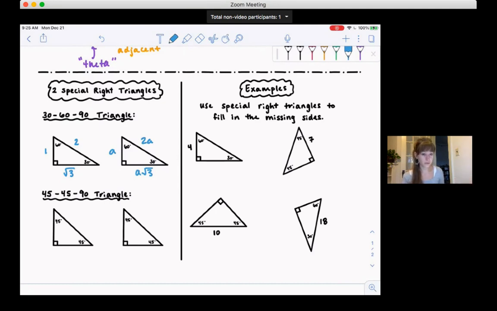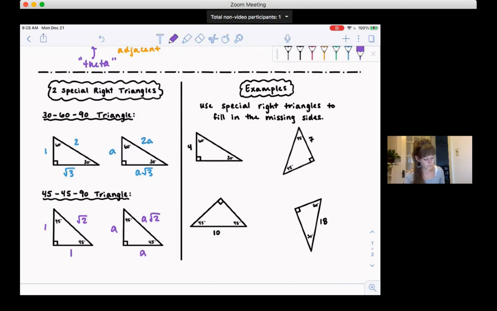There's also a 45, 45, 90 triangle. So the basic relationship there is that the two legs are 1 and 1, and the hypotenuse is square root of 2. That's the basic setup. We can use that to get the side lengths of any 45, 45, 90 triangle. So say the leg is a. To get from this triangle to this triangle, I multiplied by a. Then I would multiply the hypotenuse by a as well. So we would get a times the square root of 2.